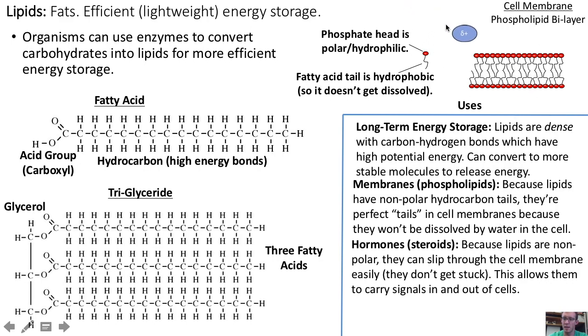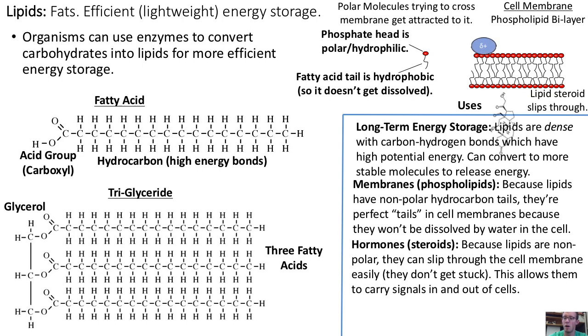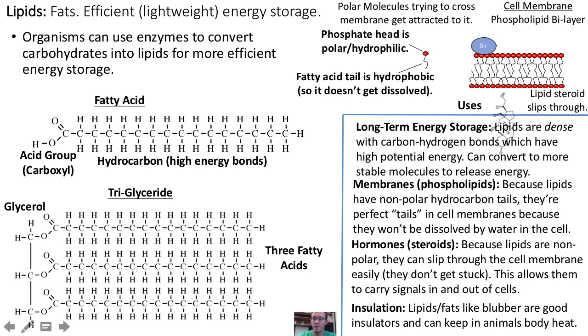Polar molecules, when they try to get through the lipid bilayer, they end up attracting to these polar phosphate heads, and you can see this slightly positive polar molecule is stuck trying to cross through the phospholipid bilayer. Whereas a lipid steroid is able to slip through the cell membrane because it's nonpolar, it doesn't have charges to it, and so it won't attract or get stuck to the phosphate heads when it's trying to cross through the lipid bilayer. And last, lipids and fats like blubber are good insulators.